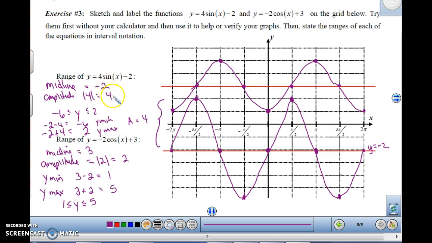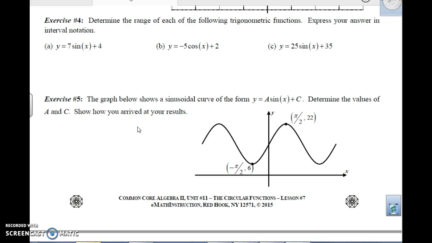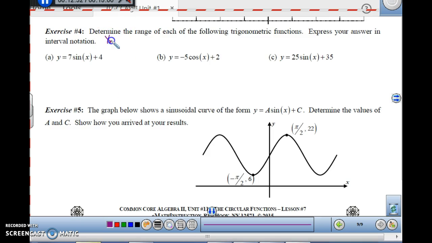So when you determine the range, you have to know how far above and below the midline you are. All right, so to figure out y min, it would be the midline minus the amplitude. And then for y max, it would be the midline plus the amplitude, the absolute value of the amplitude.